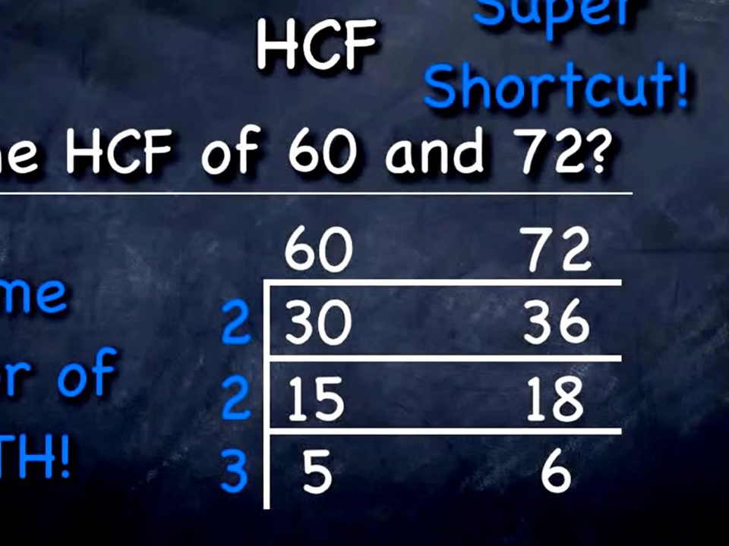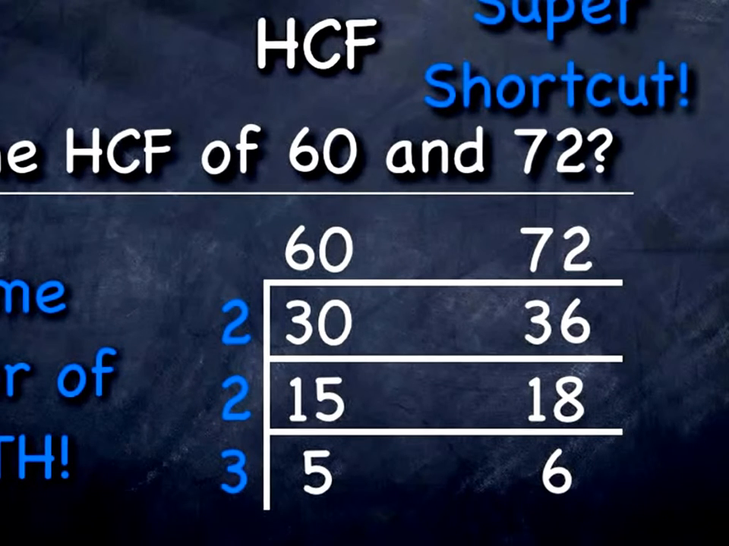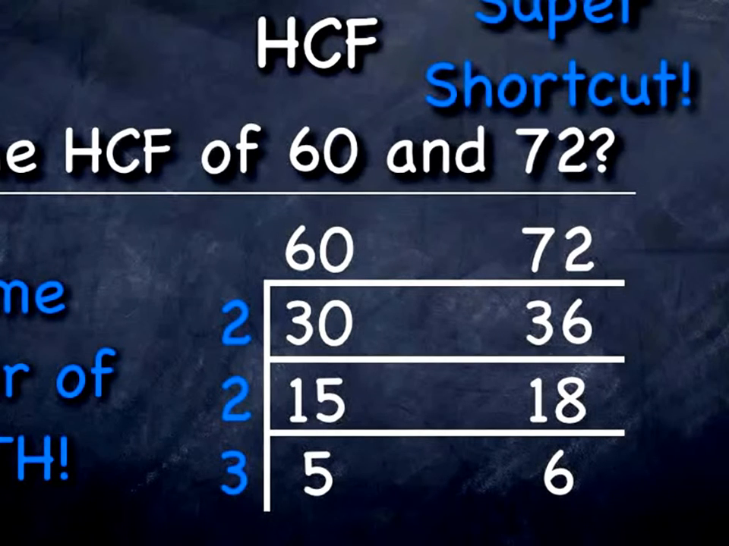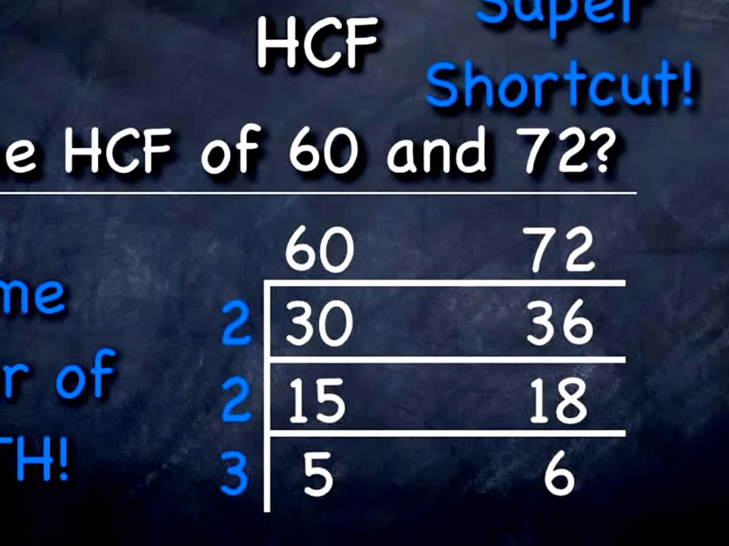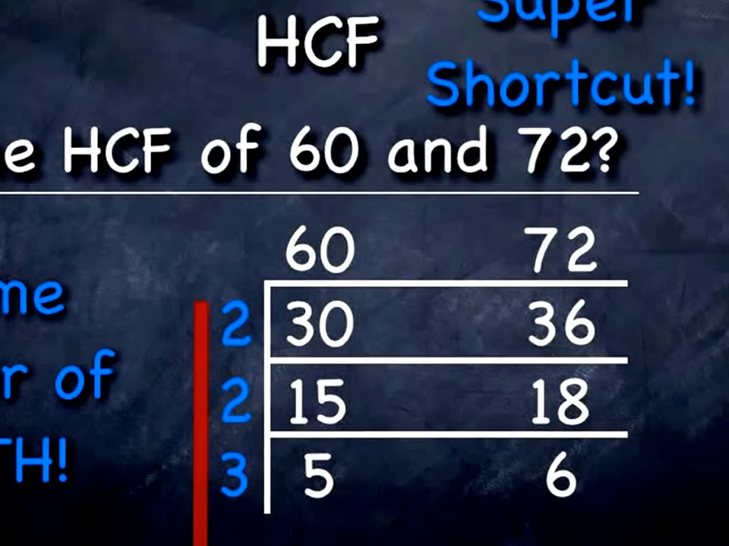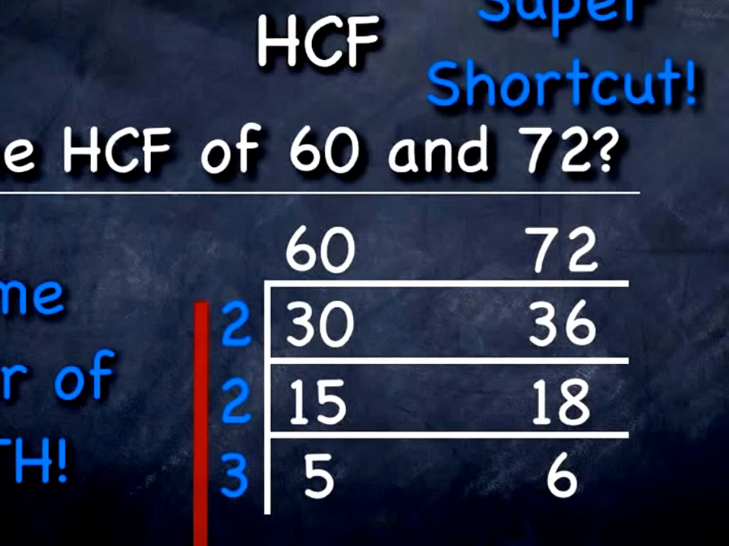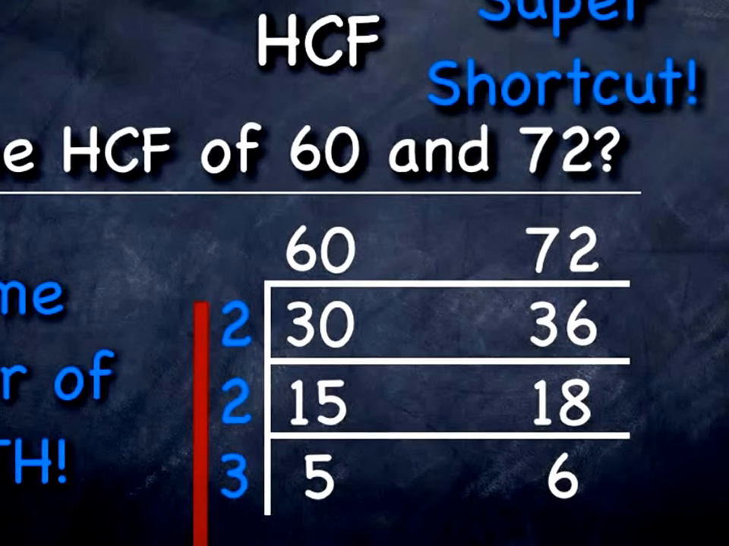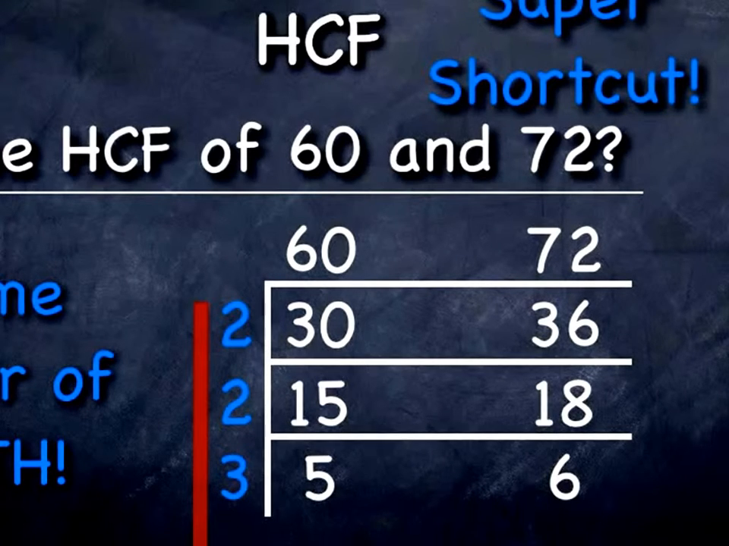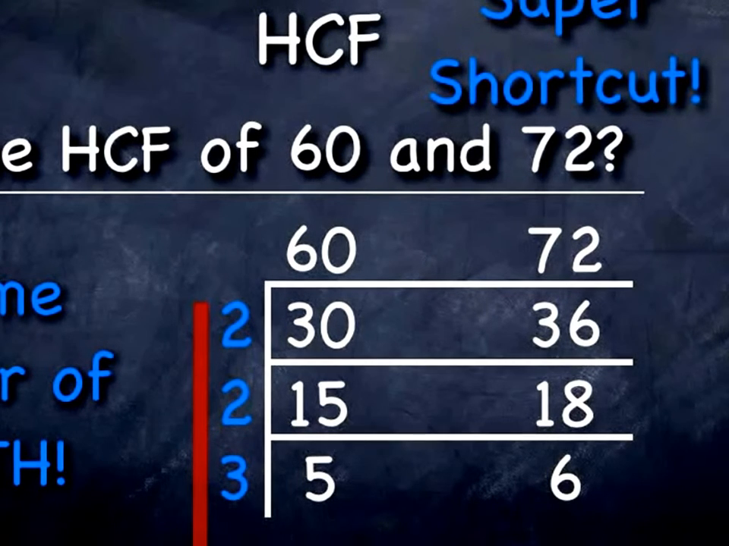And then I go on. What about 5? Well, 5 goes into 5, but not 6. And then we've reached all the prime factors that could go in. So we're left with, again, the same prime factors. 2 times 2 times 3. 2 times 2 is 4. 4 times that last 3 is going to be equal to 12. So 12 is our highest common factor.